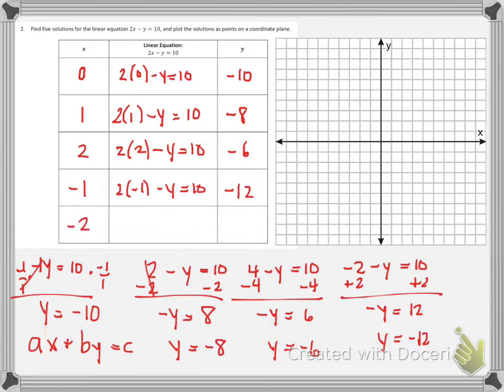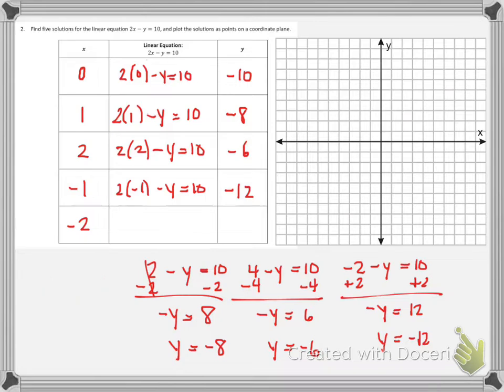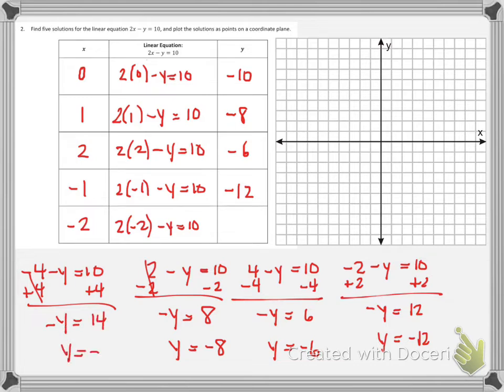And then finally, if we have a negative 2, let me erase a little bit so I have some room. Let's go over here. It would be 2 times a negative 2 minus y equals 10. And 2 times negative 2 is negative 4 minus y equals 10. We would have to add 4 to both sides to isolate the variable. That gives us negative y equals 14, so positive y would equal negative 14. Negative 14 for y. And then we can plot the points.